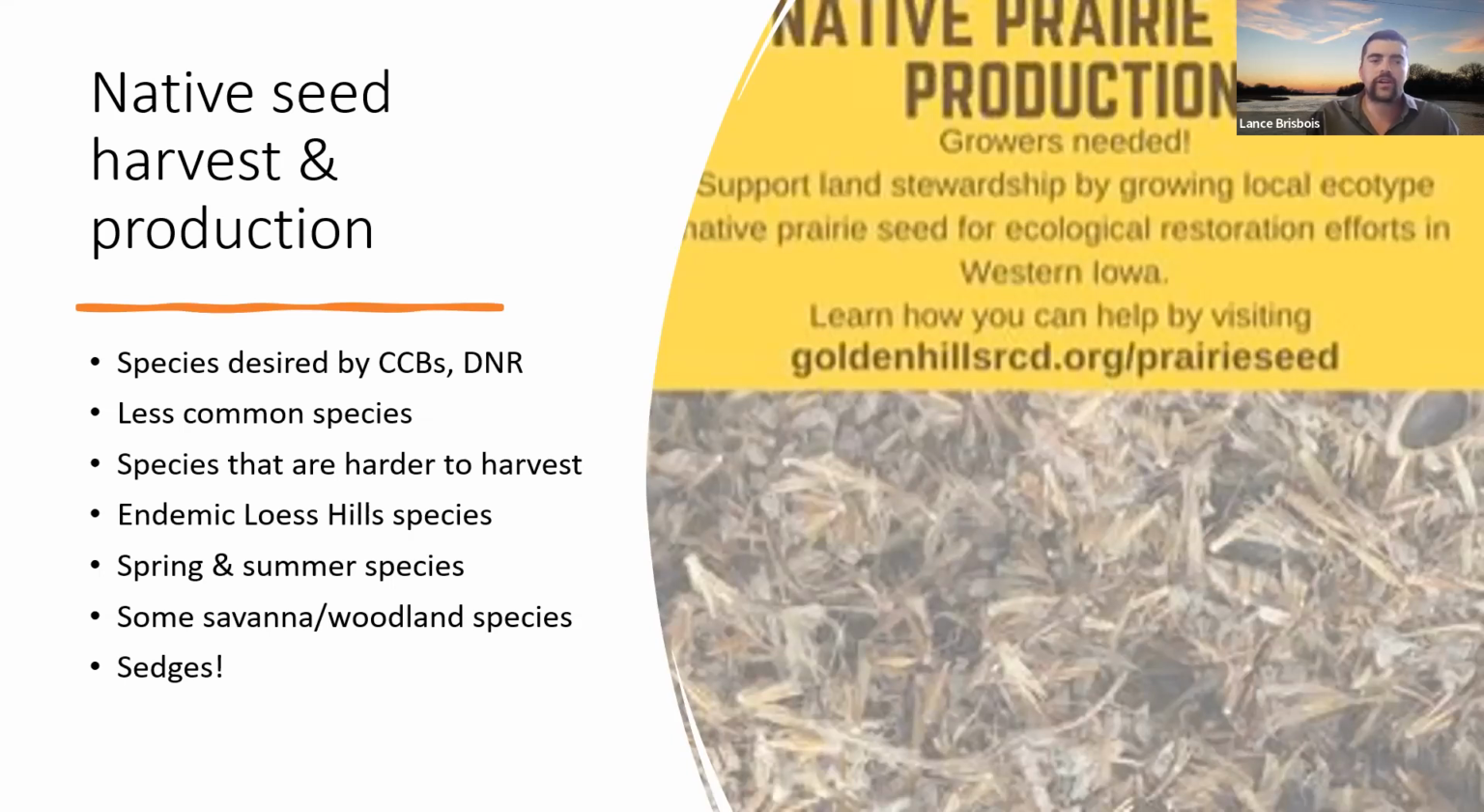We have primarily targeted the prairie species, but we do want to get some of the savanna and woodland species as well. And then sedges are a group that I haven't gotten much of in the past, and I'd like to target that more just because I haven't really done much with it. And they were an important part of prairies.